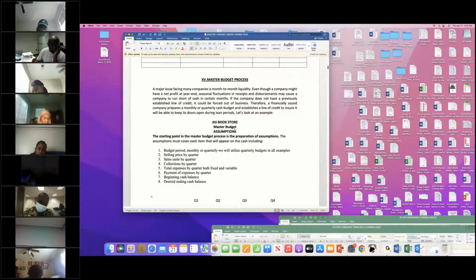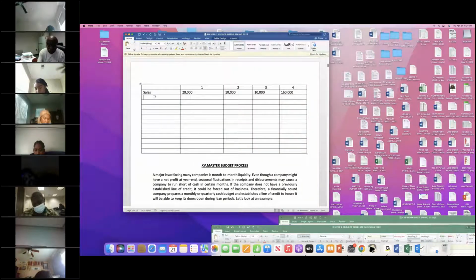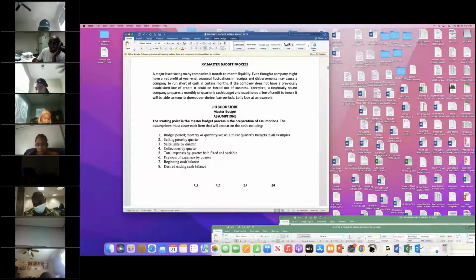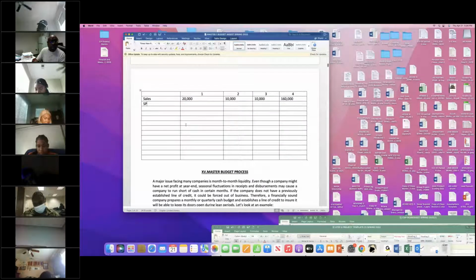So these are our sales. That's what we're selling. The selling price we said was what? They selling these things for how much? $50 each. So you're selling these for 50, these for 50, these for 50, these for 50 also. So let's look at this first quarter.